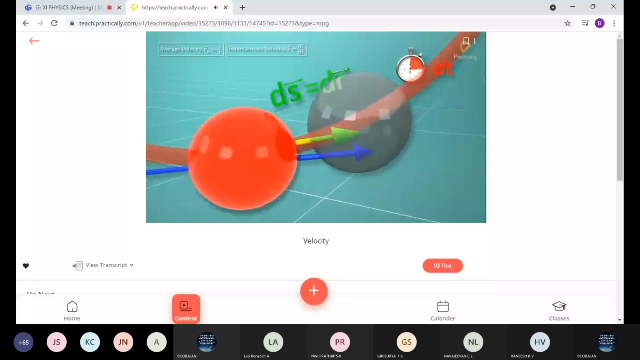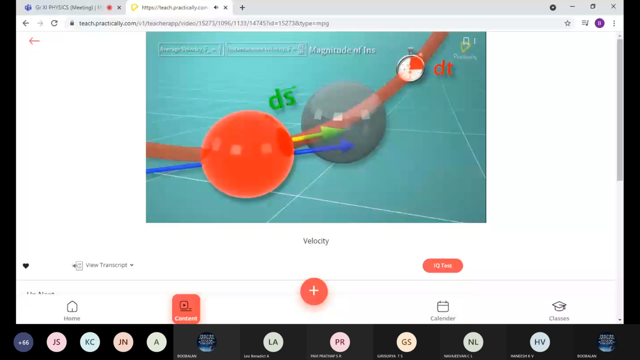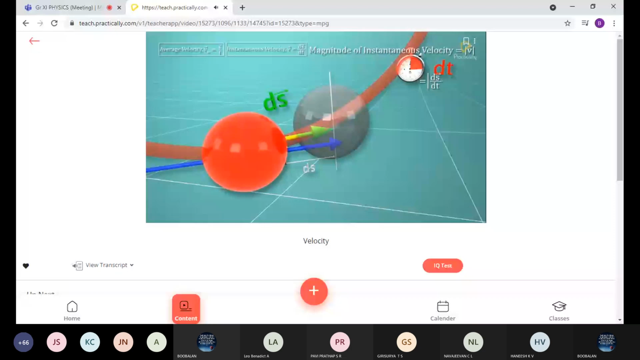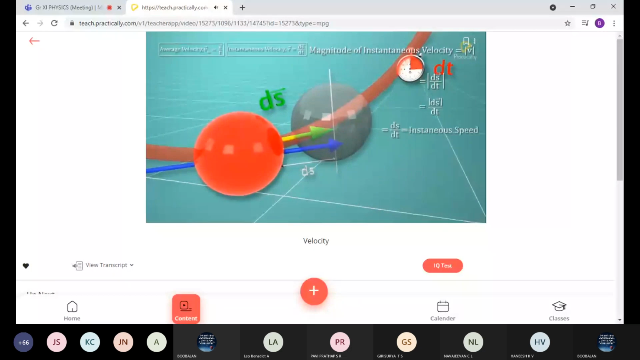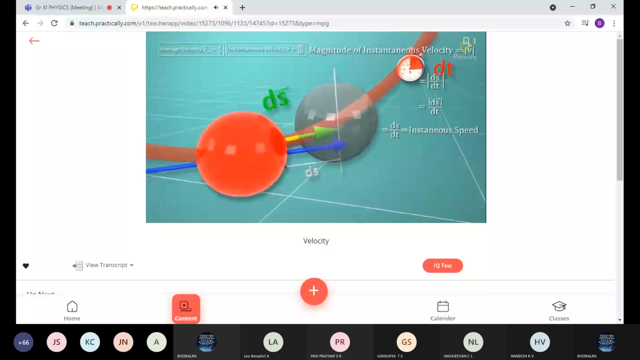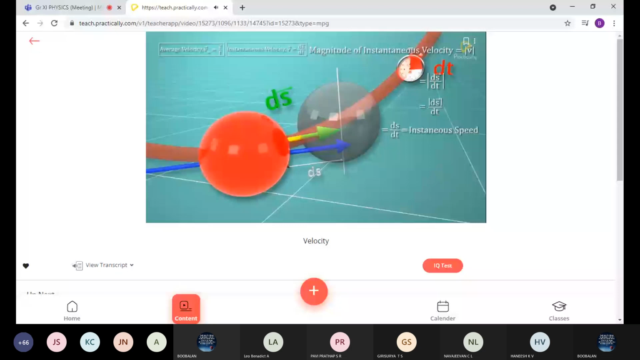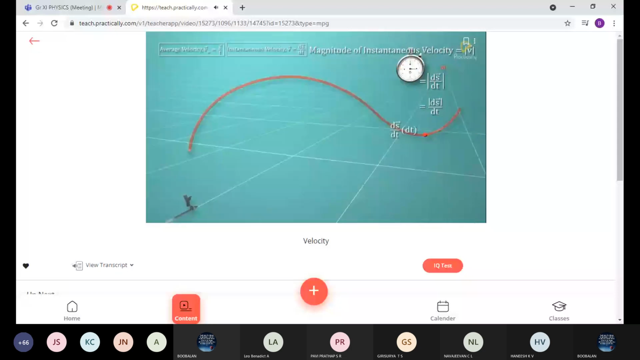The magnitude of instantaneous velocity is equal to modulus of ds bar by dt. Modulus of ds bar is equal to the distance traveled by the particle ds in time dt, and ds by dt is instantaneous speed. Hence, the magnitude of instantaneous velocity is equal to instantaneous speed. If the equation is multiplied by dt and integrated within the limits of a time interval, we get the displacement of the particle in that time interval.